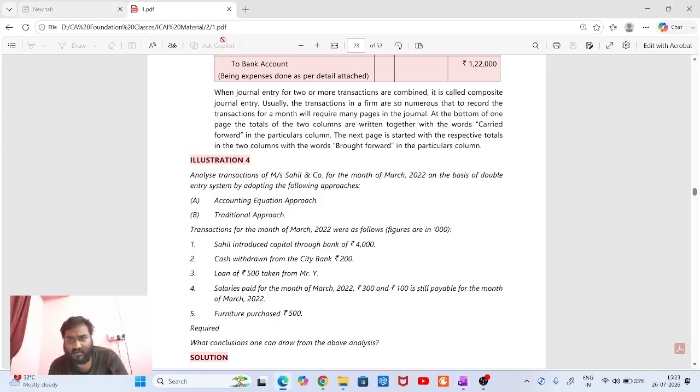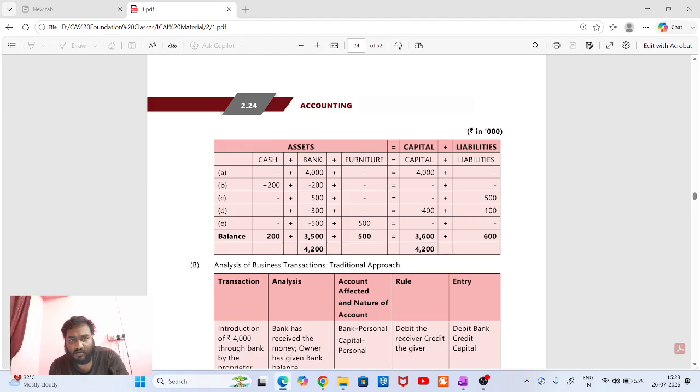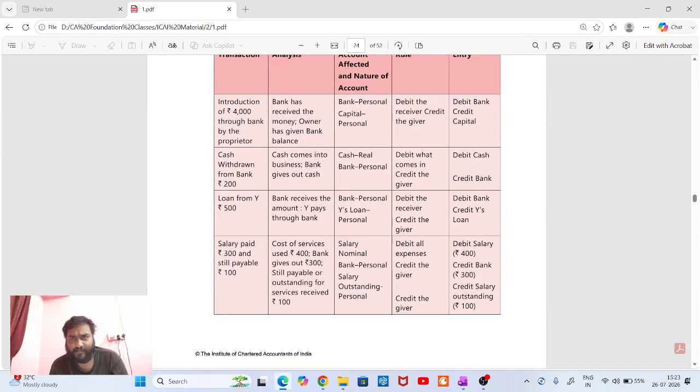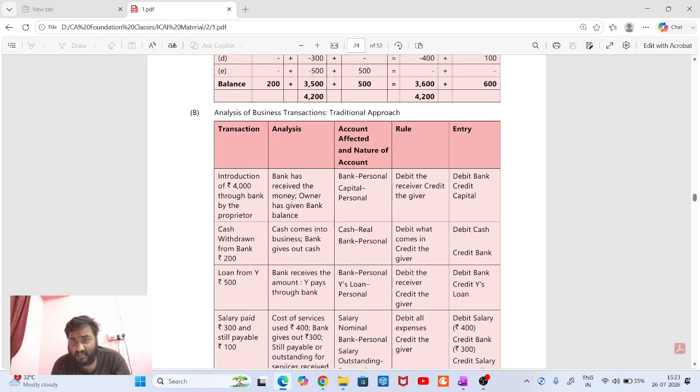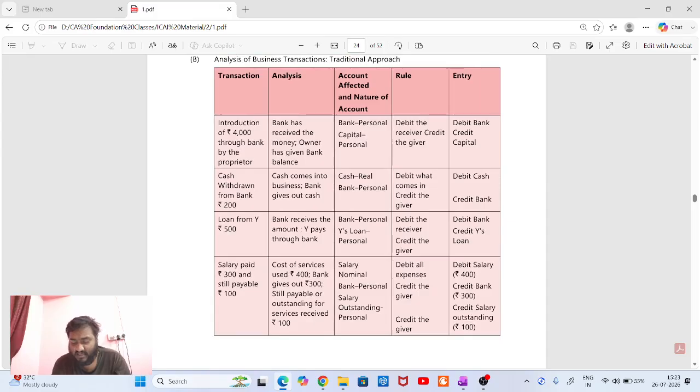Just read this. And wherever there is a personal, real, nominal account, write the rule. Just read the question, read the answer again. Okay, this is the journal entry.